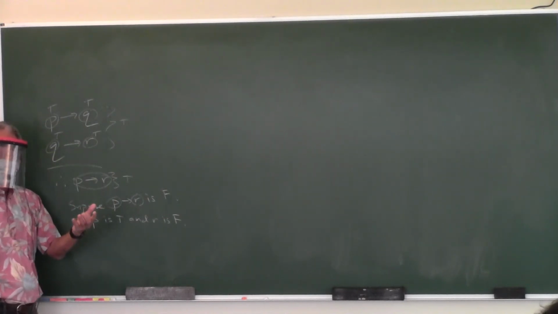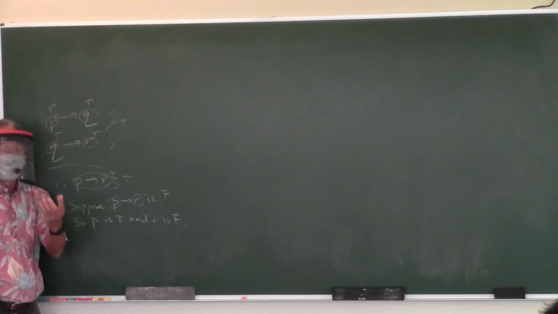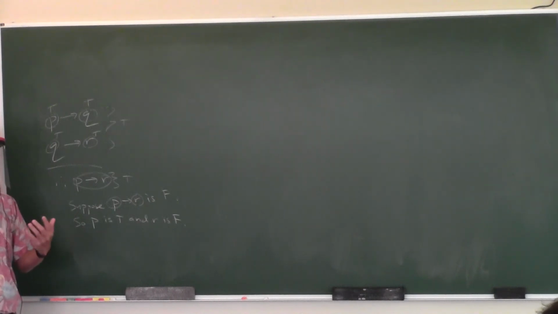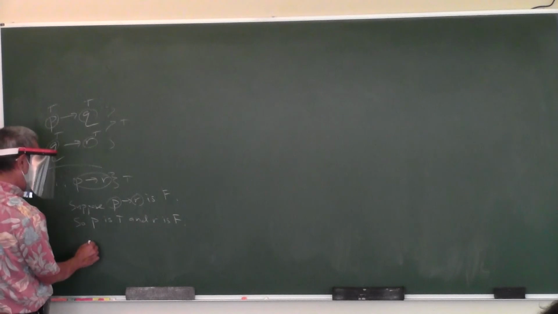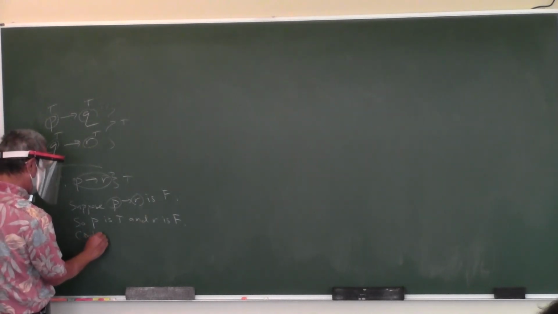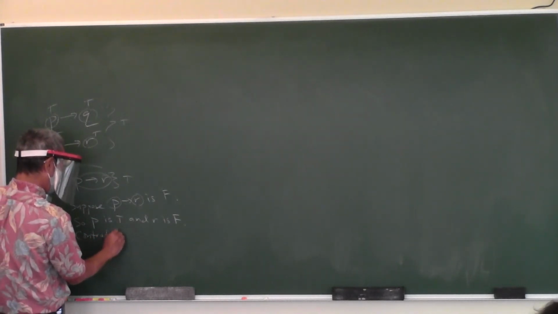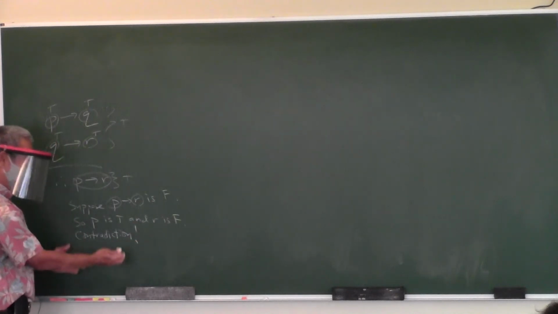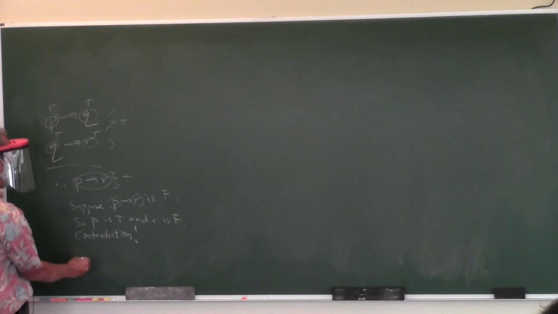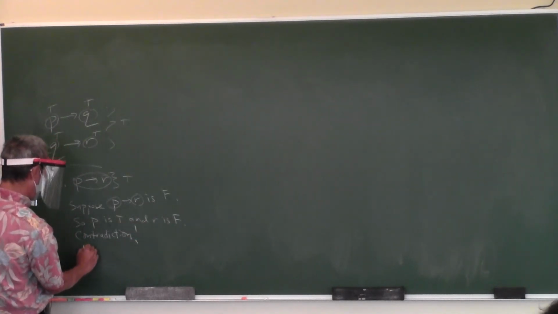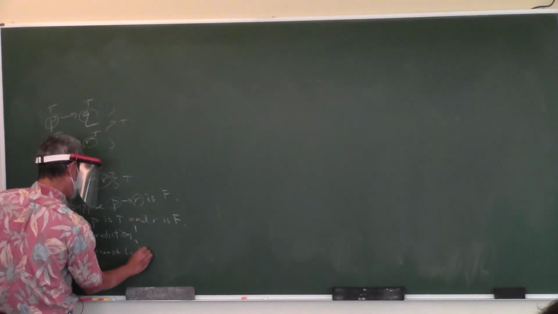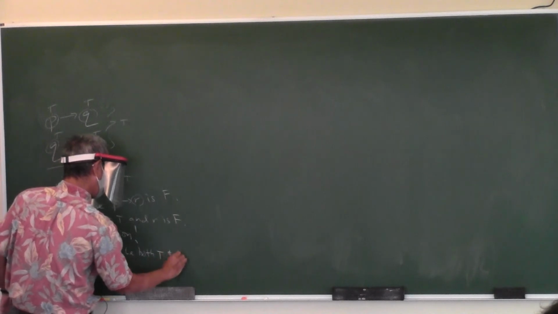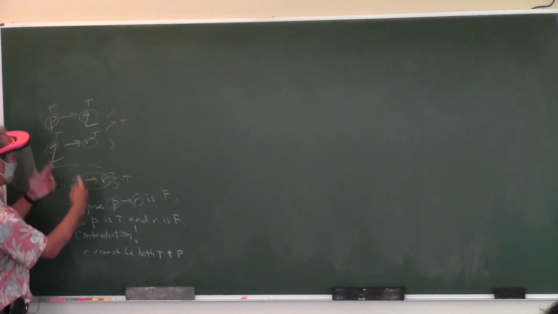That's your contradiction. That's the hardest part of an indirect proof. You have to come up with a contradiction. So there's your contradiction. Then you say contradiction, this is how we did it in logic. Contradiction, and that's your whole goal of an indirect proof. And then the reason is R cannot be both true and false. Therefore, the argument is valid.